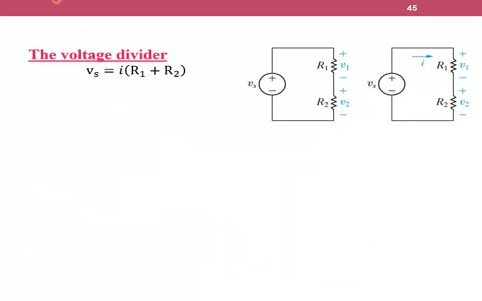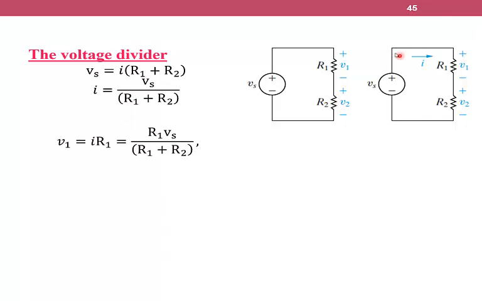So the voltage divider rule. Here we have Vs equals I multiplied by the summation of R1 plus R2. So I equals Vs over R1 plus R2. This is very easy and very typical, like Ohm's law.